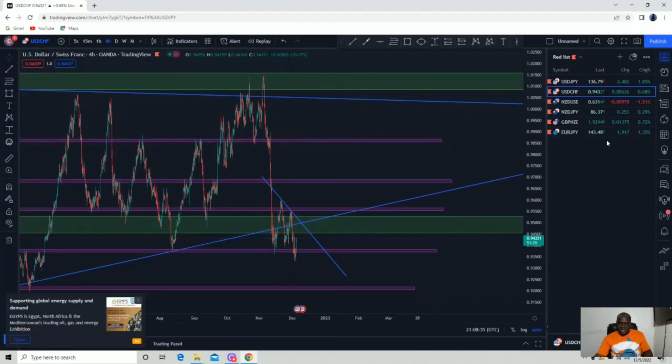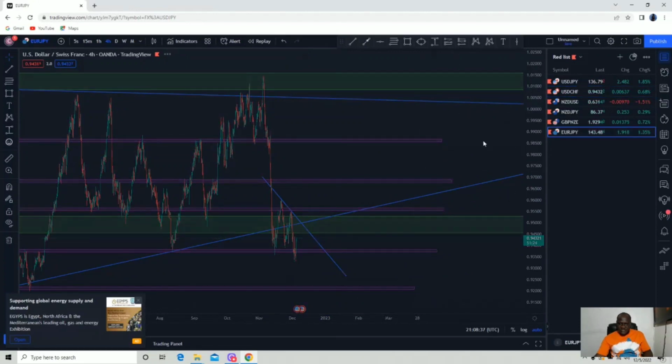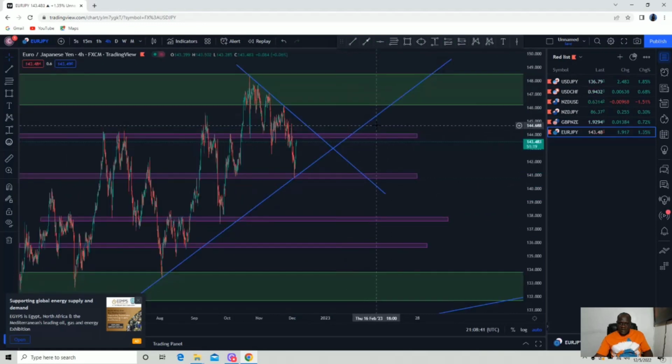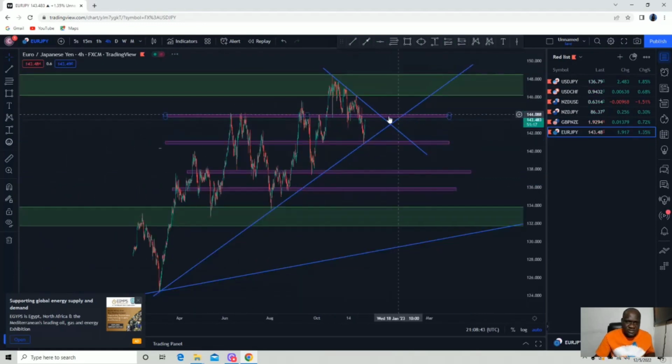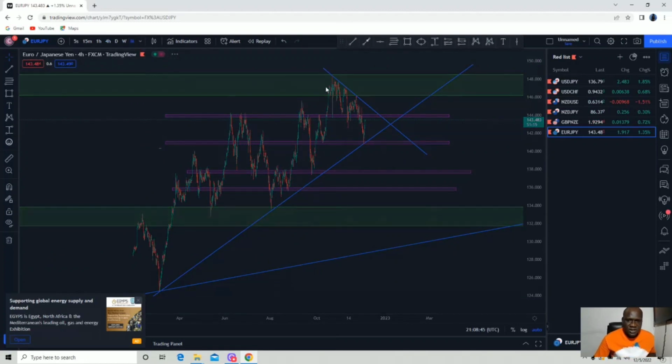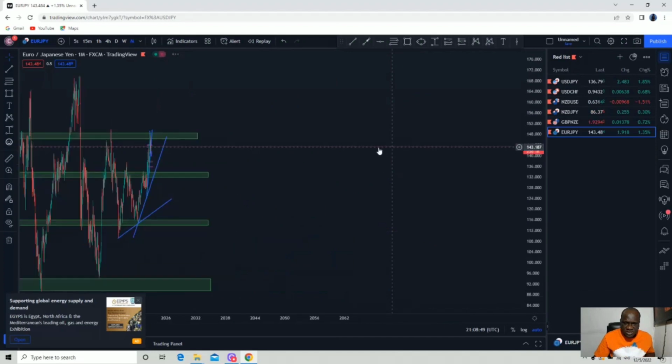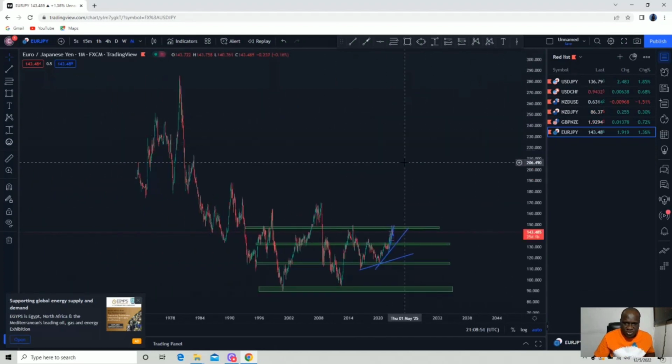So let's look at one more chart that I drew my technical analysis on. Let's look at USD JPY. Yes, I also drew some analysis here. Let's go to the monthly time frame, and how I drew these structures.